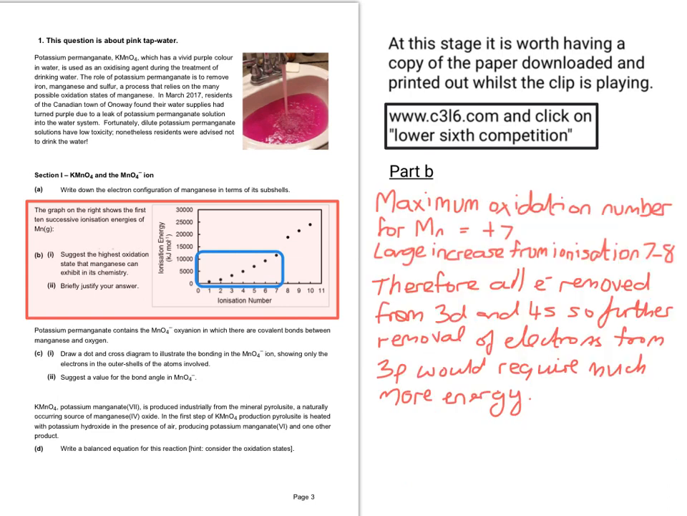So making a bit more space for further justification, this would mean that all the electrons are now removed from 3D and 4s. So further removal of electrons from shells closer to the nucleus would require much more energy, so it's unlikely that the oxidation number would go any higher.